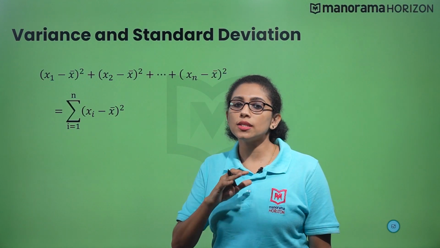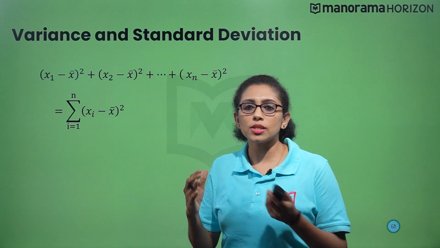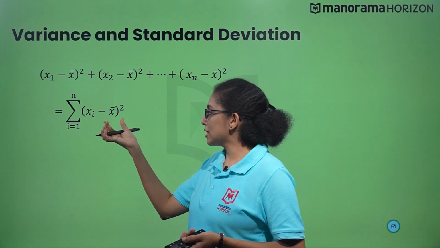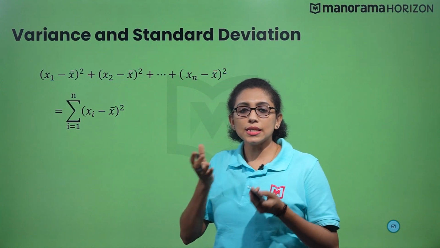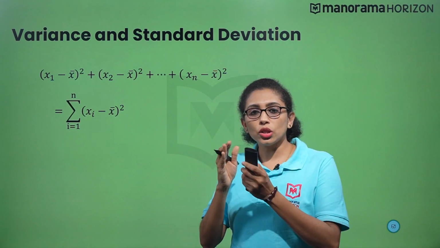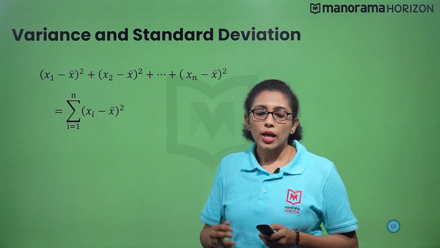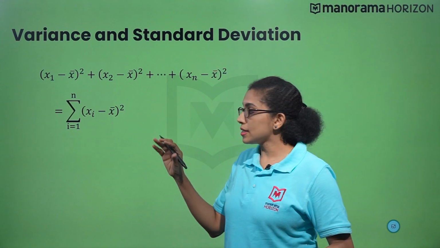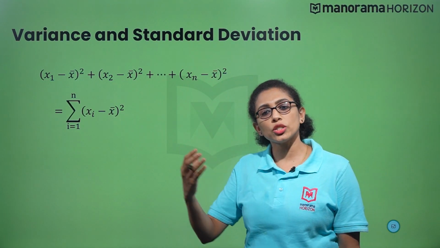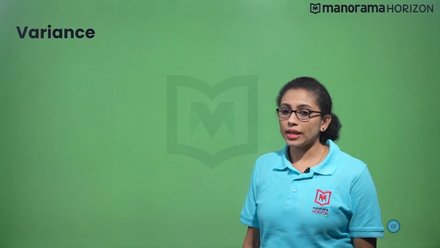This implies that there is no dispersion at all, as all the observations are equal to the mean, that is x bar. Now, if the sum is very small, this indicates that observations x1, x2 up to xn are close to the mean x bar, and therefore there is a lower degree of dispersion. And on the contrary, if the sum is large, there is a higher degree of dispersion of the observations from the mean. Alright. Now, what is variance?